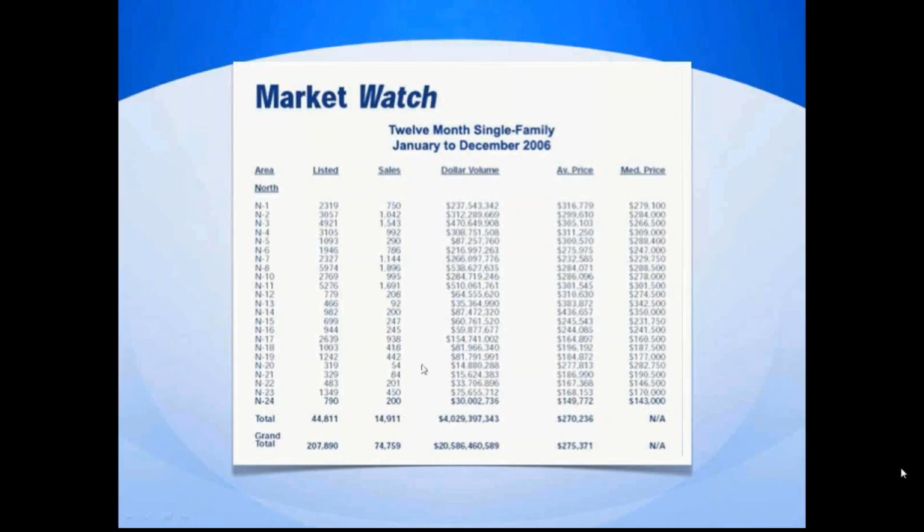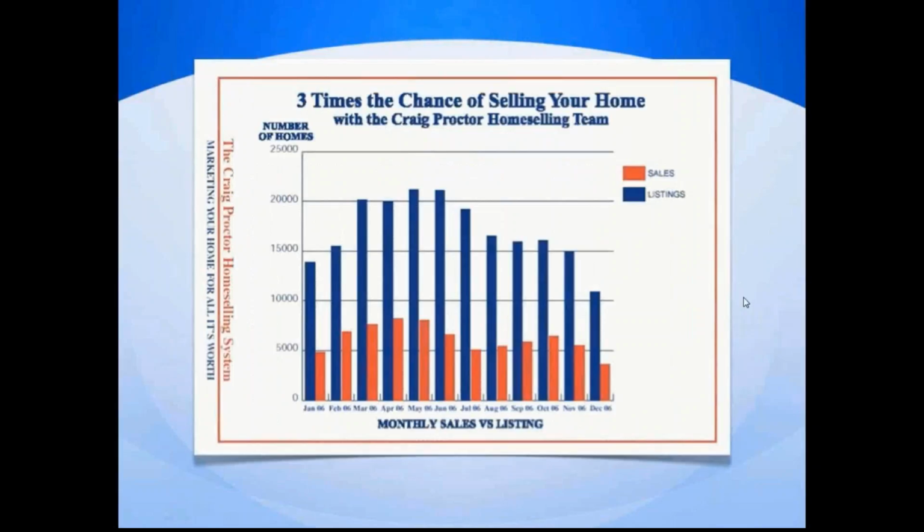Here's a chart that basically shows the same thing. The blue bars are the number of homes listed, and the red is the number of sales. And now I'm starting to get into my track record, that you've got 3 times the chance of selling your home with me. And we're going to get into some individual statistics here in a minute.